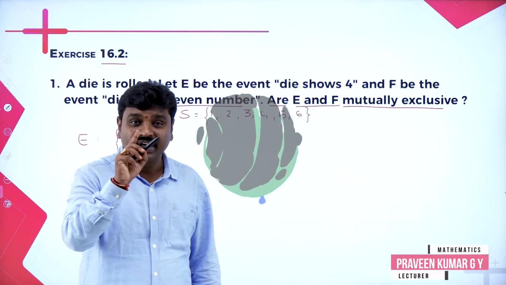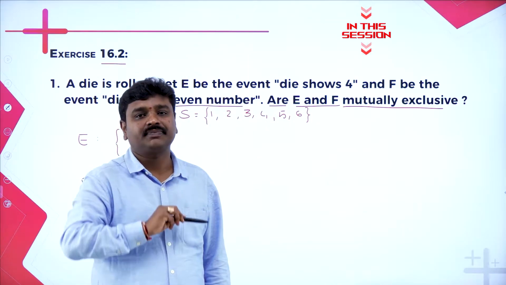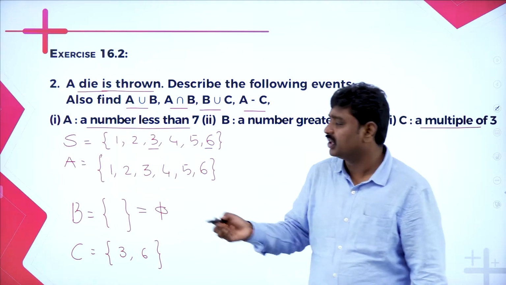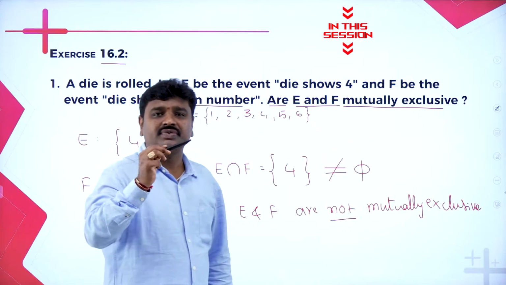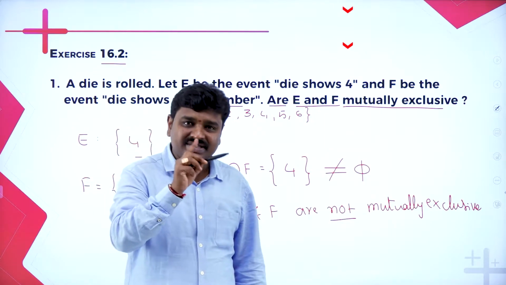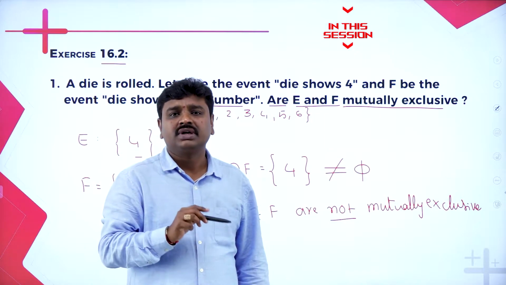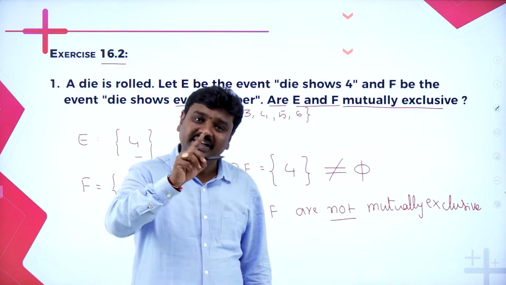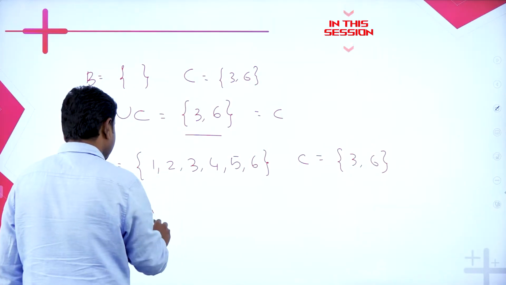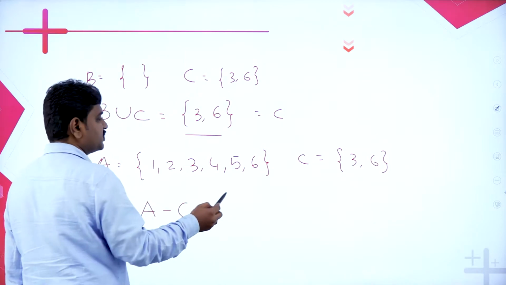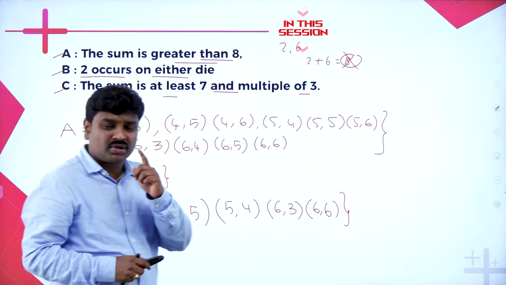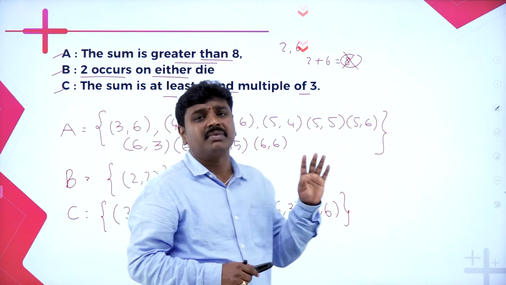Means what? When you do intersection, you should get null set. Sample space and event, both the sets, if they are equal, we call them a sure event. When can you say two events are mutually exclusive? We can say two events are mutually exclusive if they don't have any common elements. Means when you do intersection, you should get null set. A minus C means from A, remove the elements of C and write the remaining elements of A. Dear student, mutually exclusive means they should not have any common elements.